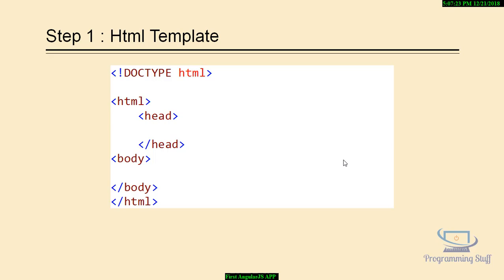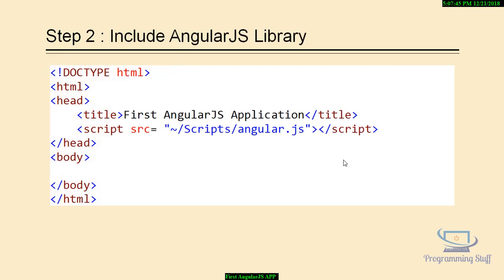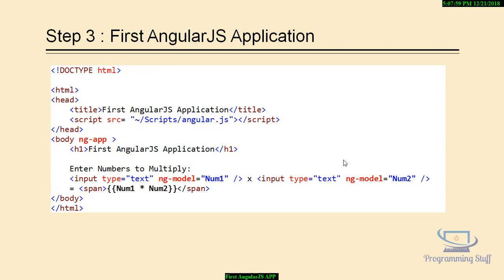First step, you need to create the HTML template for the first AngularJS app. This is the template for the first AngularJS HTML template. It's a document type HTML, and HTML with the head and the body. Next step, you need to include the AngularJS library. In the title section, you will just add a title. Then you have the AngularJS script file.